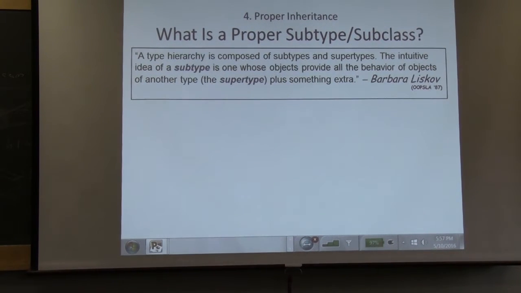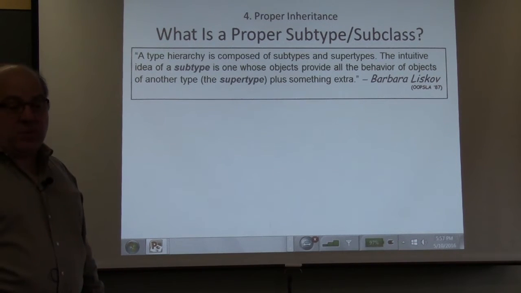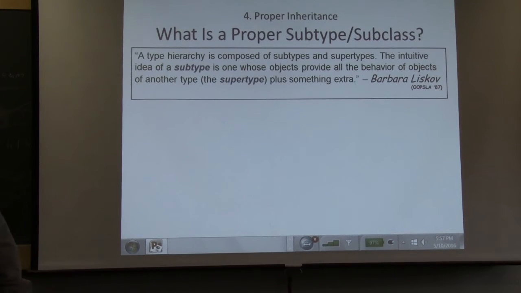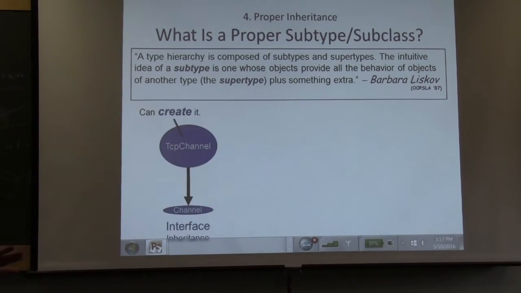And one of the things she said: a type hierarchy is composed of subtypes and supertypes. The intuitive idea of a subtype is one whose object provides all the behavior of an object of another type, the supertype, plus something extra. That's a really good way to think about the substitutability property that we'll get to shortly. But that's good intuition. So let's go with that.